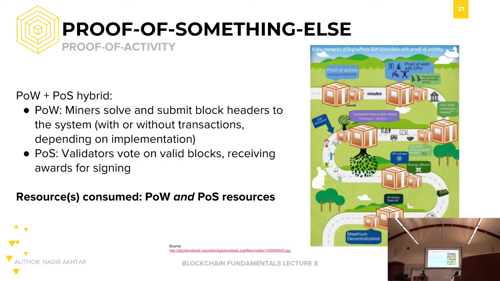Proof of activity. Now this is an interesting one. Don't mistake this for the proof of work, proof of stake hybrid that Casper is trying to implement. Instead, it's saying that at every block, you do both proof of work and proof of stake before you validate the block. The proof of work part says that miners are going to solve and submit some block headers that may or may not have transactions within them. It depends on the implementation. But the point is that first you solve a block header, and then from there, you pass it on to validators who are going to vote on valid blocks, and then they'll sign off on those blocks, and then they'll receive rewards as well. So you consume two types of resources here. You consume proof of work and proof of stake.